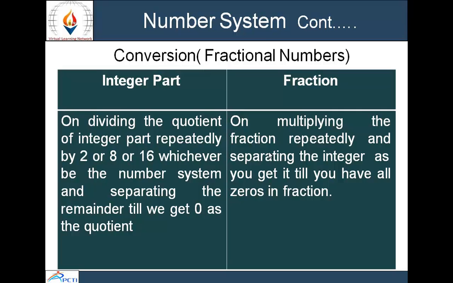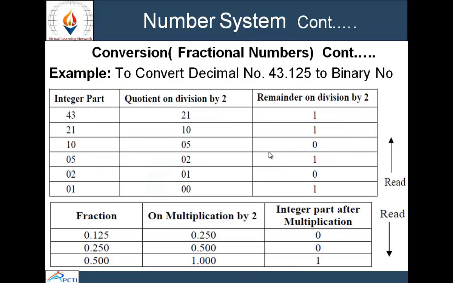For the conversion of integer part, the process is dividing the quotient of the integer part repeatedly by 2 or 8 or 16, whichever be the number system, and separating the remainder till we get 0 as quotient. And for the fractional part, we multiply the fraction repeatedly and separate the integer as we get it, till we have all zeros in the fraction.